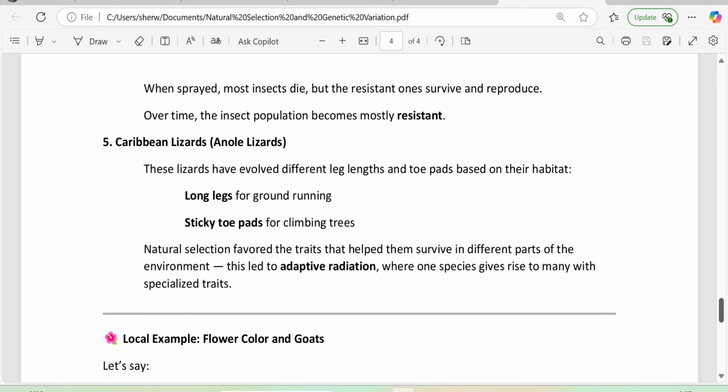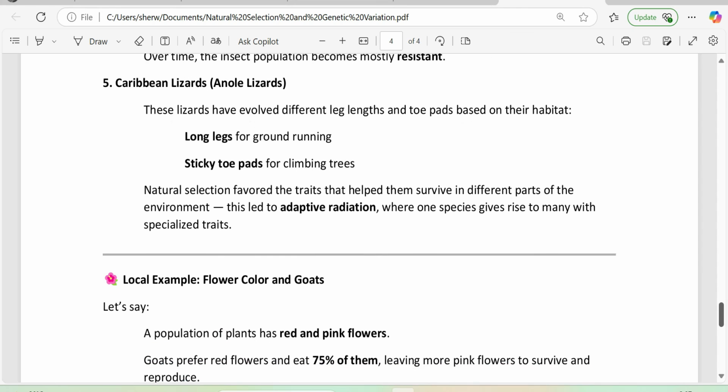5. Caribbean lizards, Anole lizards. These lizards have evolved different leg lengths and toe pads based on their habitat: long legs for ground running, sticky toe pads for climbing trees. Natural selection favored the traits that helped them survive in different parts of the environment. This led to adaptive radiation, where one species gives rise to many with specialized traits.